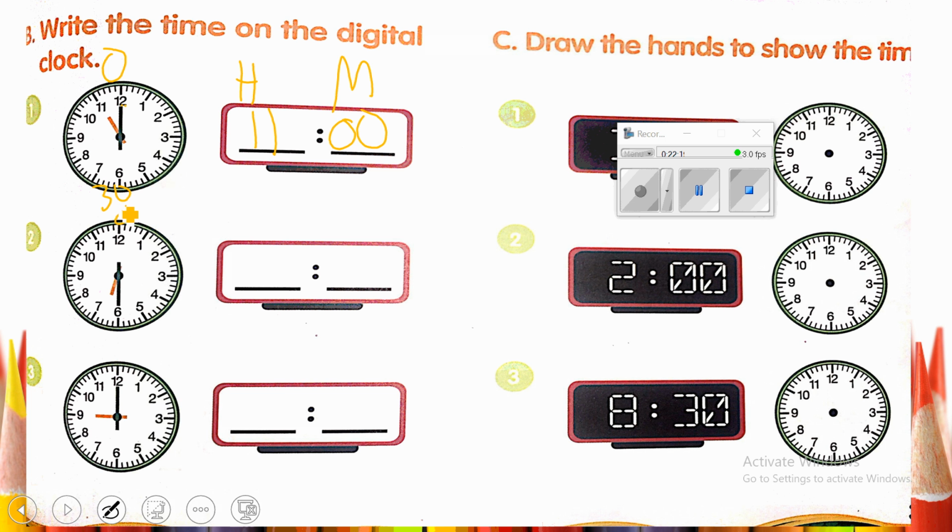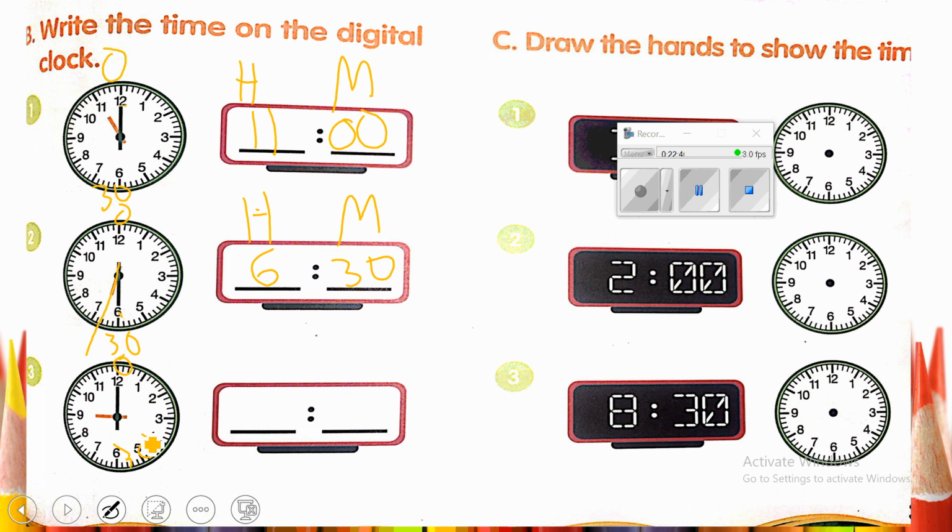Again, here is 0, here is 30. Where is the minute hand? 30. What about the hour hand? Yes, between 6 and 7, so it's still 6. I write HM. How many hours do I have? Perfect, 6. How many minutes? 30.